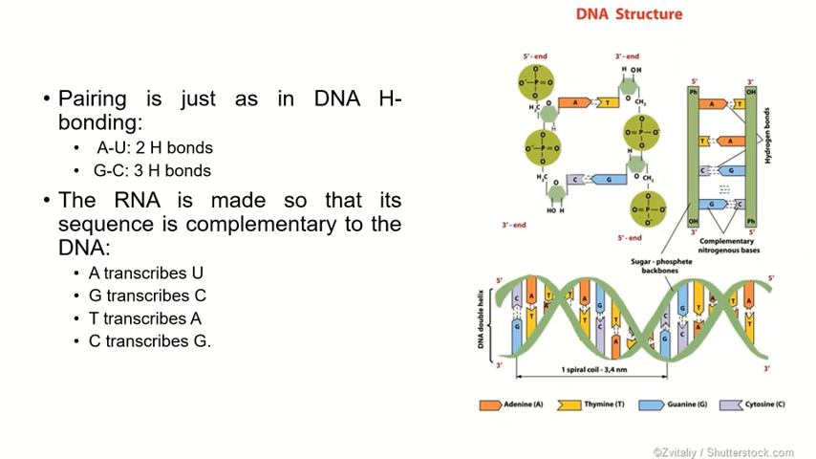Okay, so you can see that the A binds with the T with 2 hydrogen bonds, and below that you have the C with 3 hydrogen bonds, they bind with the G. So these 2 different hydrogen bonds give a curl and give a shape to the DNA structure. So the RNA is made so that its sequence is complementary to the DNA, whereby A transcribes U, G transcribes C, T transcribes A, and C transcribes G.